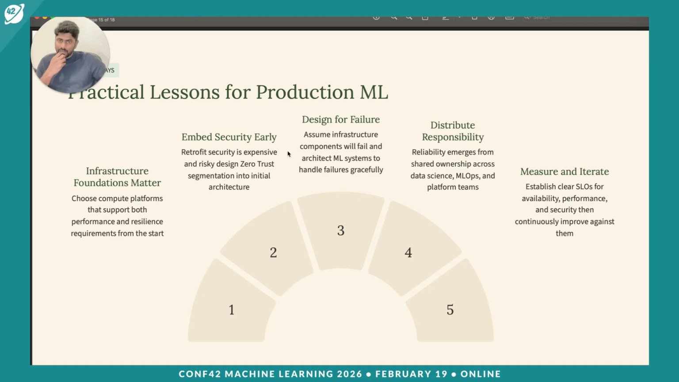And let's go over some of the areas which talk about why infrastructure foundation matters. Embedded security: this has to be early, as we discussed before. Design for failure: what is our recovery strategy? High availability, and what are the key components involved in it? How do we define and distribute responsibility? This is between the teams, and there should be clear roles defined between the teams on who is responsible and who is accountable for work, and how the hand-holding should be. That should be clearly defined in the operational model. And last, measure and iterate. So establish clear SLOs for availability, performance, and security, then continuously improve against them.